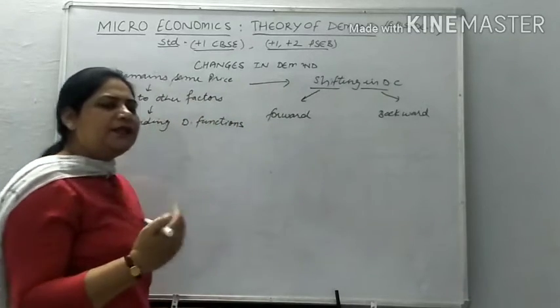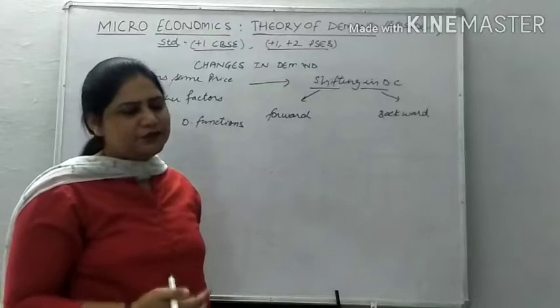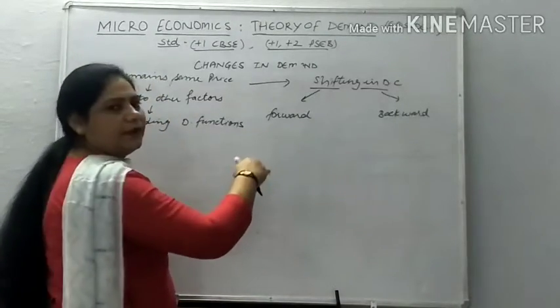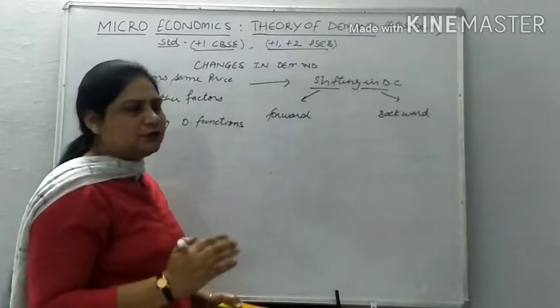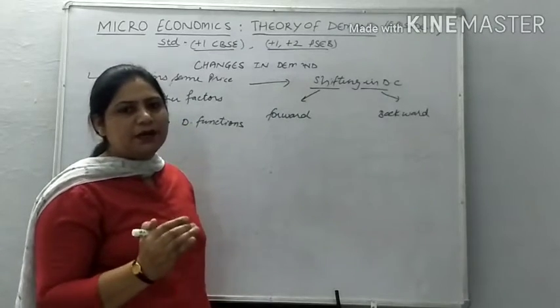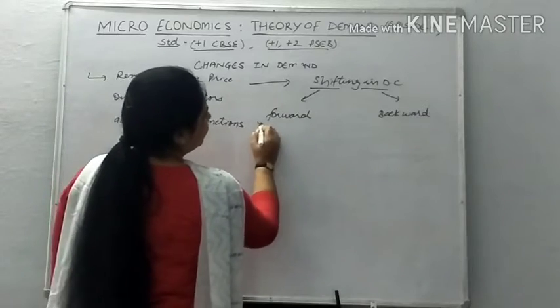Suppose, why is there forward shifting in the demand curve? Again, I feel sorry for the outer noises. Forward shifting occurs due to an increase in quantity demanded of a consumer. There occurs forward shifting.